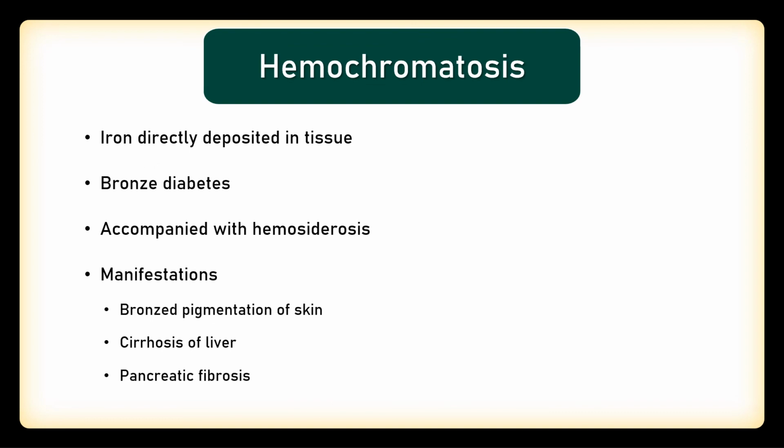Another disease is hemochromatosis. This is a rare disease in which iron is directly deposited in the tissues. This produces a condition that is known as bronze diabetes. It is sometimes accompanied with hemosiderosis. Bronze pigmentation of the skin, cirrhosis of the liver, and pancreatic fibrosis are the manifestations of this disorder.